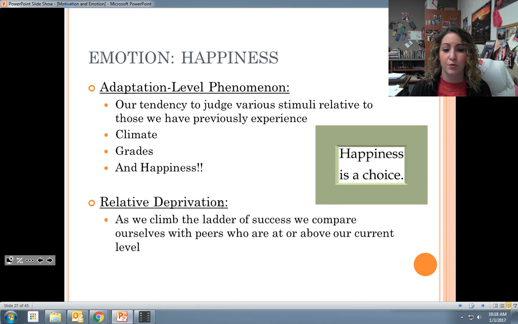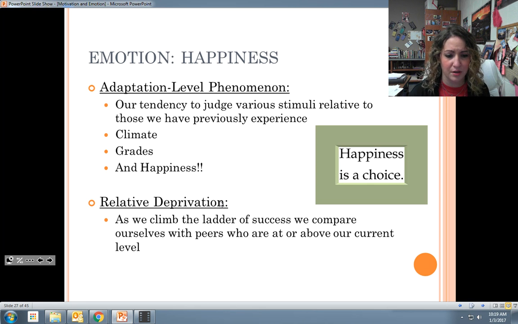Someone that's had previous stimulus of having A's all the time and they get a B, they're going to judge that a whole lot differently than someone who's getting F's all the time and then gets a B. Same stimuli as the B, but what you've been adapted to is going to change your experience. Same thing with happiness. Someone that's happy all the time might have a little bit of sadness and they think that's awful, but someone that's sad all the time has a little bit less sadness and might experience much more happiness than the person who's happy all the time.